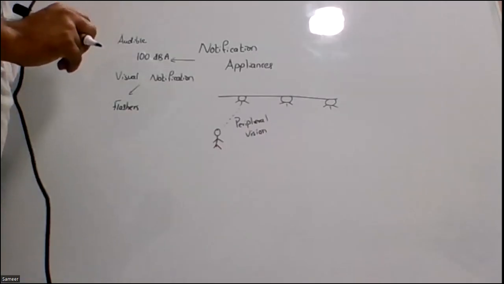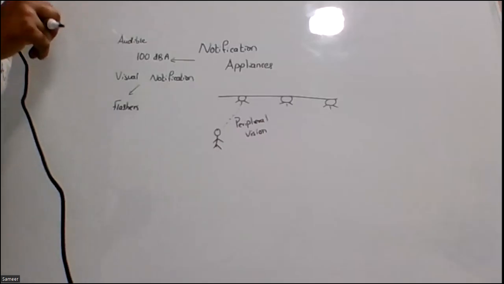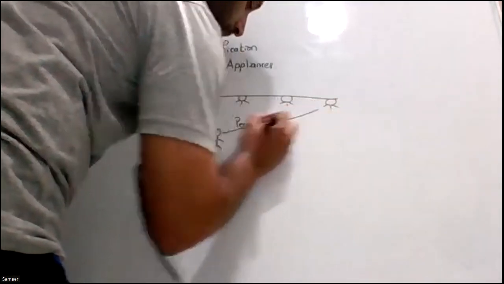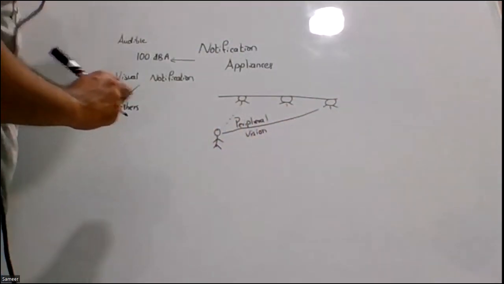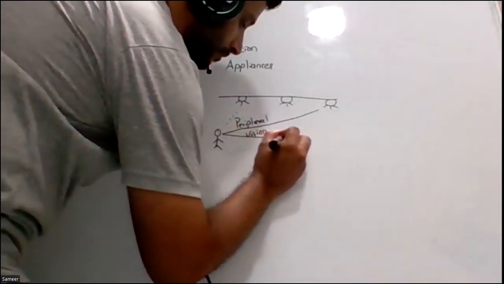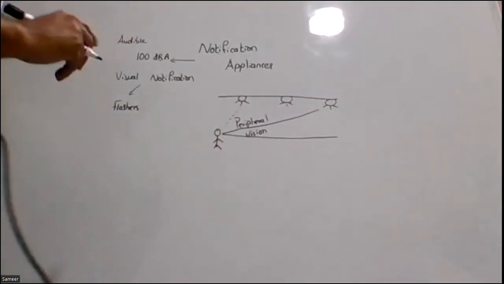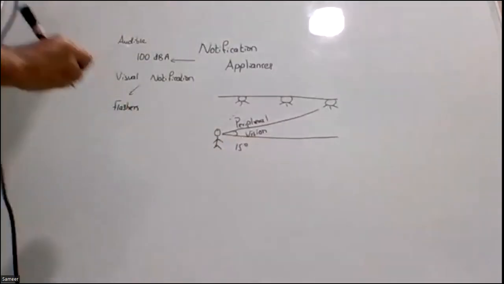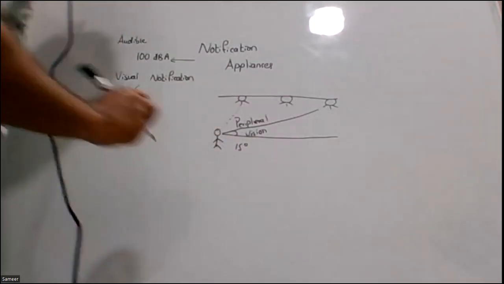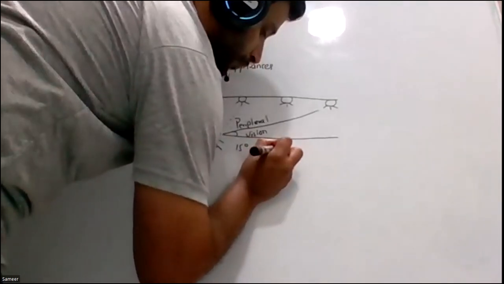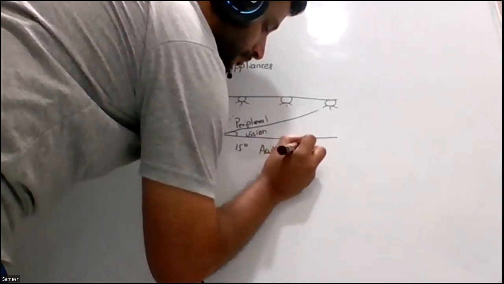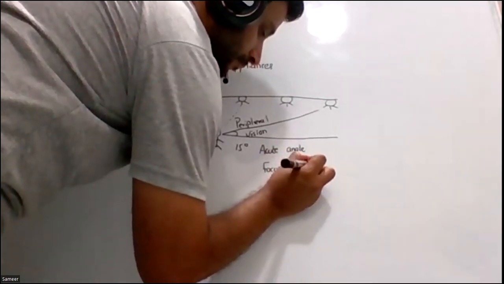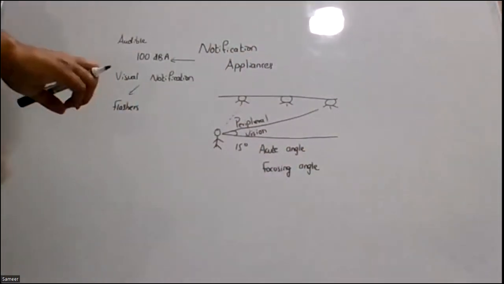Then comes the acute vision. Acute vision is usually an acute angle nearly equal to 15 degrees of the human eyes. This angle is usually 15 degrees, and it is known as the acute or focusing angle of the human eye.